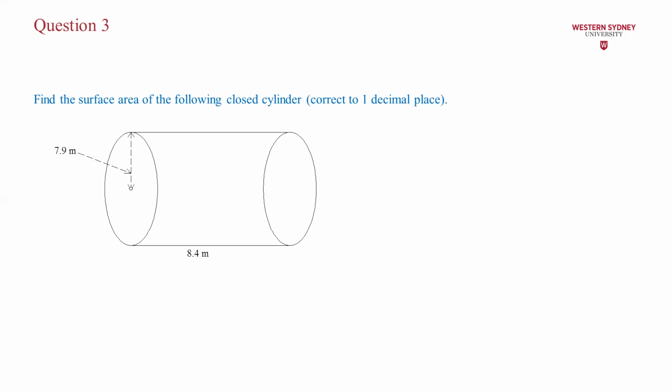Question 3. Find the surface area of the following closed cylinder, correct to 1 decimal place. So check the formula sheet for the correct formula. As the cylinder is closed, there are 2 parts to the formula. The first part you see here is the area of the 2 circular ends. The second part, 2 pi r h, is the area of the curved surface area. If you think about the cylinder as a can with a label on it, the curved surface area is the label and the 2 circles are the 2 ends of the can.